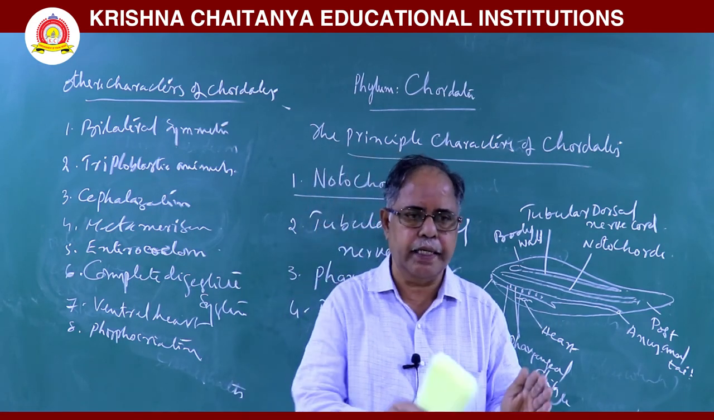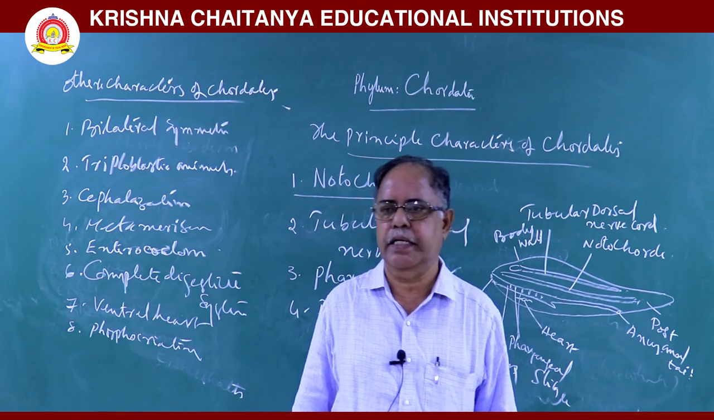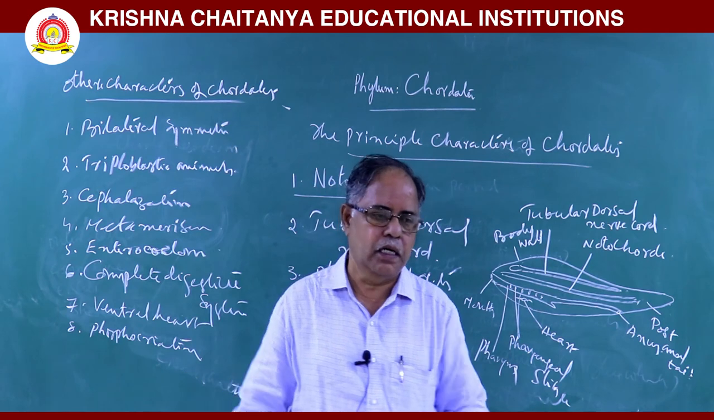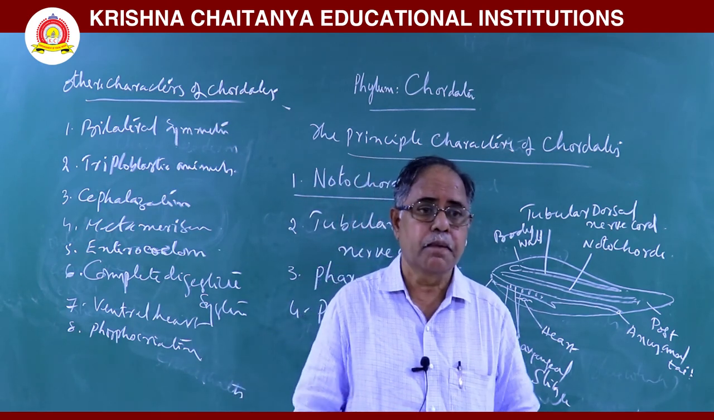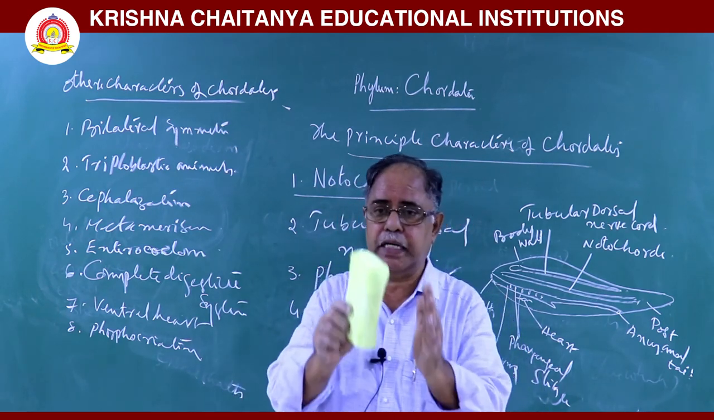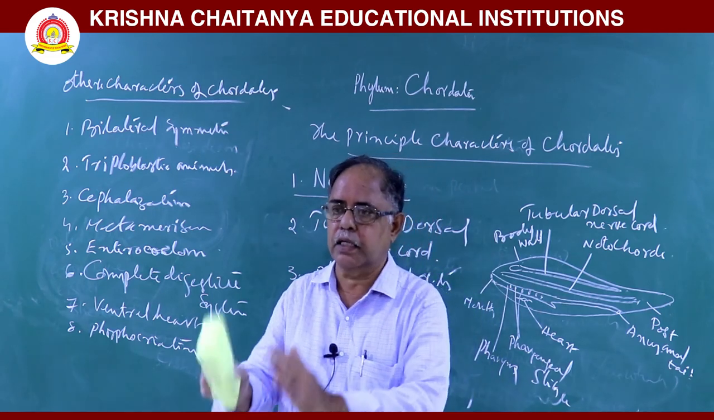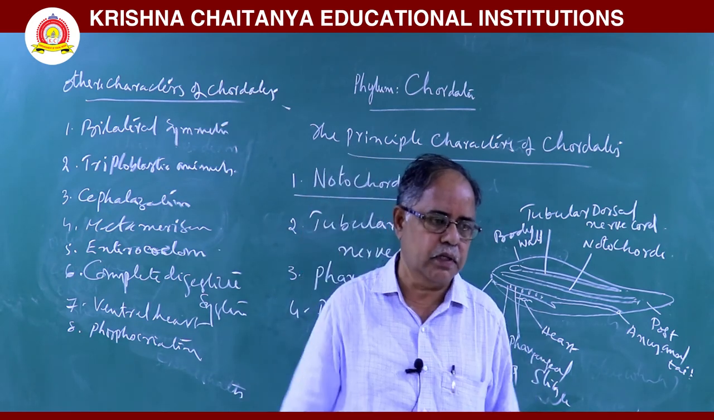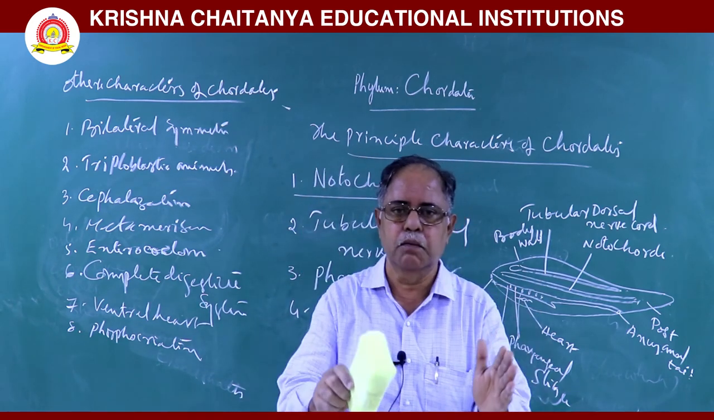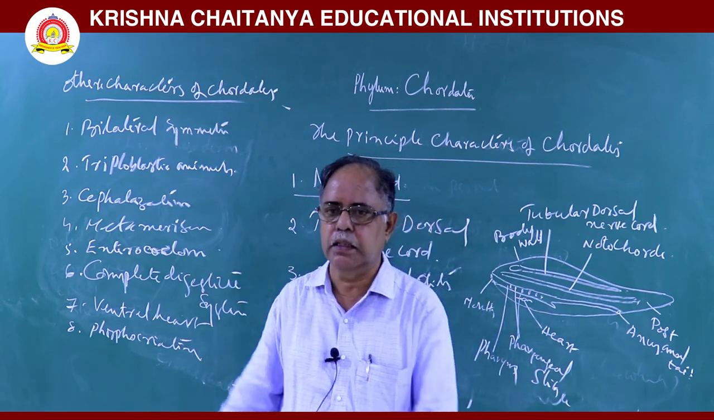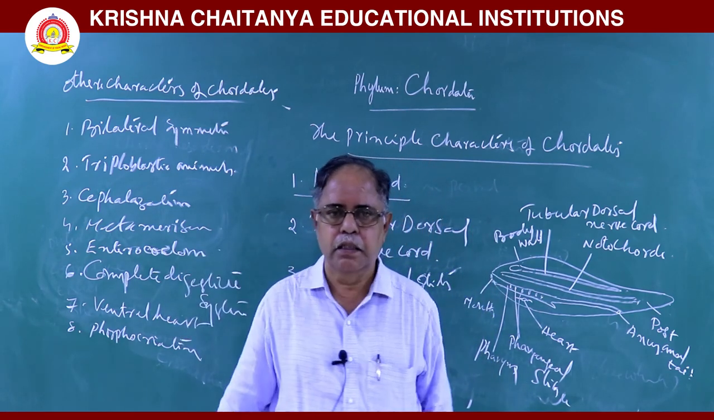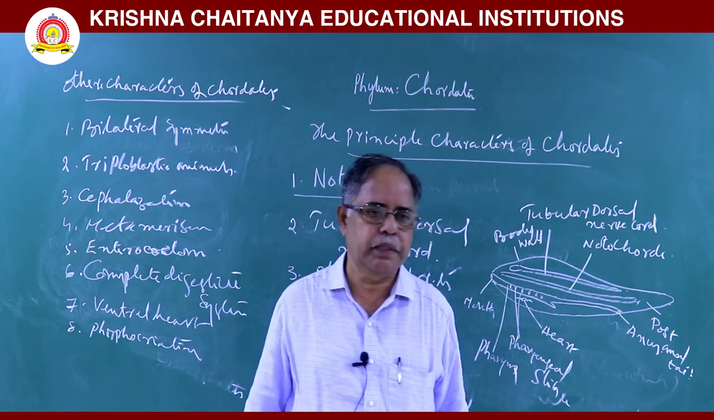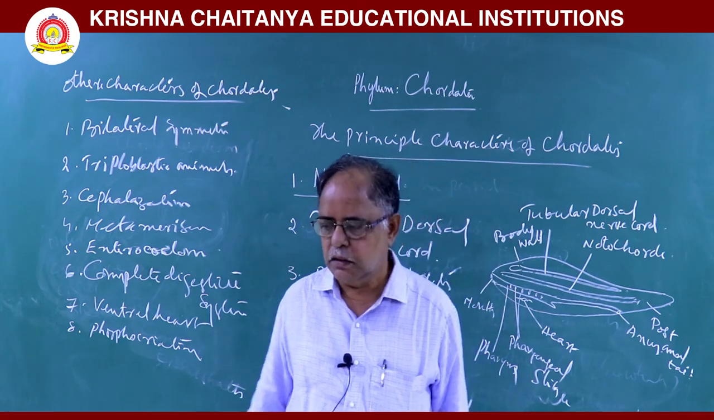Next, in chordates, pharyngeal slits are there, but in non-chordates, pharyngeal gill slits are absent. In chordates, the heart is on the ventral side. In non-chordates, if a heart is present, it is on the dorsal side. In chordates, a post-anal tail is present. In non-chordates, a post-anal tail is absent. These are some differences between chordates and non-chordates.